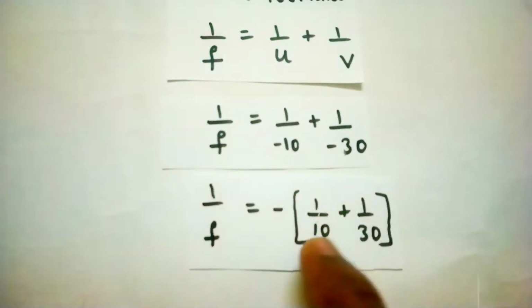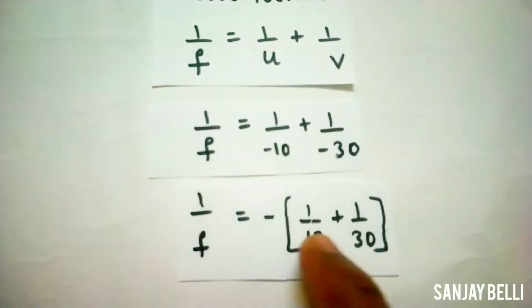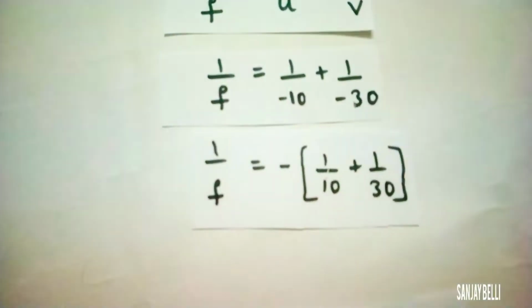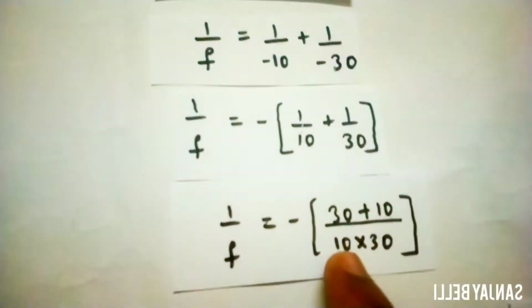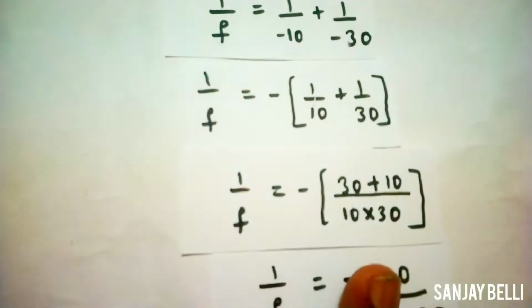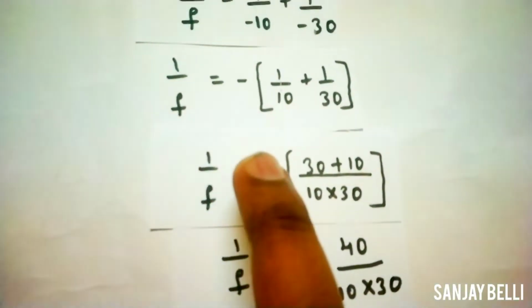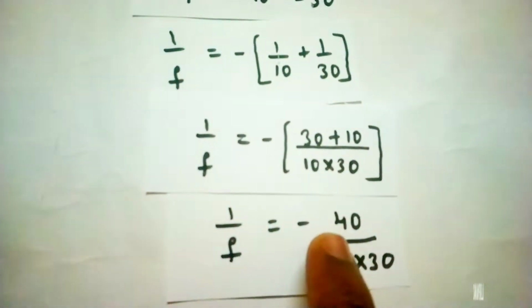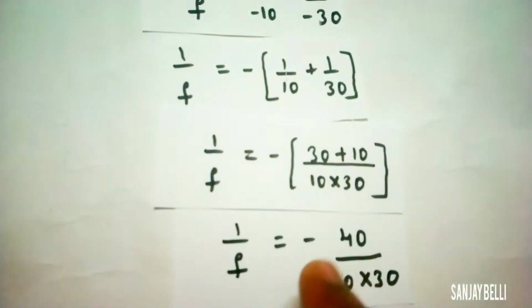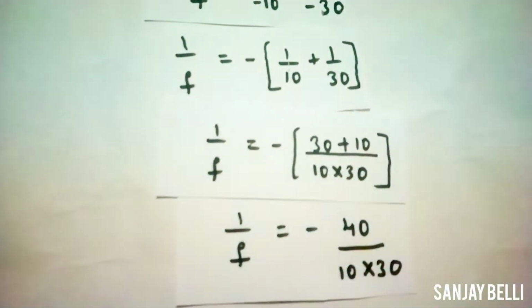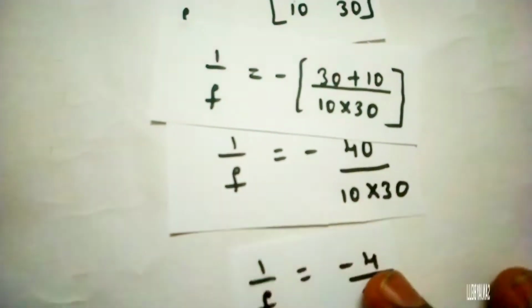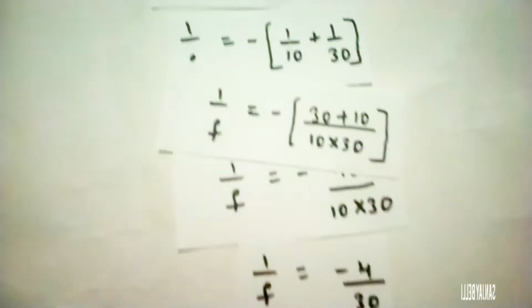Now here you have to do the LCM for 10 and 30. How to do the LCM? 10 into 30, 30 plus 10. So your 30 plus 10 is nothing but 40. Already there was a minus, so I kept minus 40 by 10 into 30. So 10 ones are 10, 10 fours are 40. That is minus 4 by 30. So 1 by f equals minus 4 by 30.